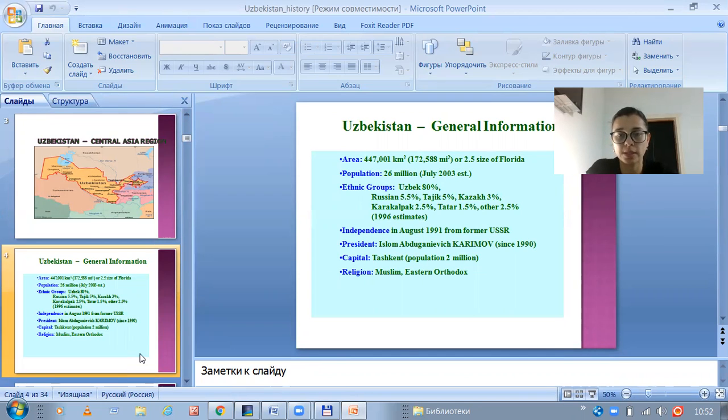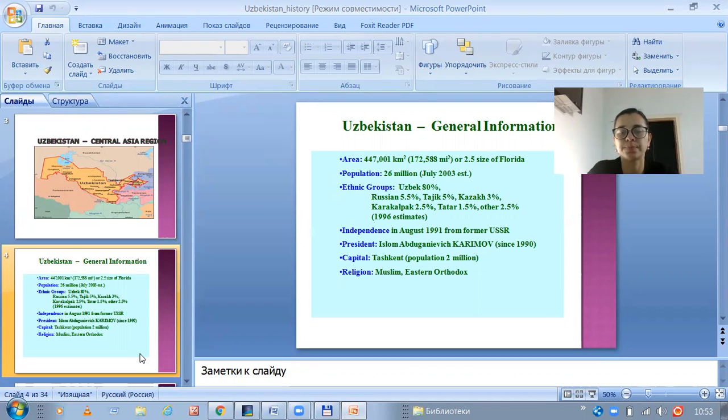The area of Uzbekistan covers 447 square kilometers. Population 27 million, and ethnic groups: Uzbek people consist of 80%, and then come Russian, Tajik, and Kazakh with some small proportions.